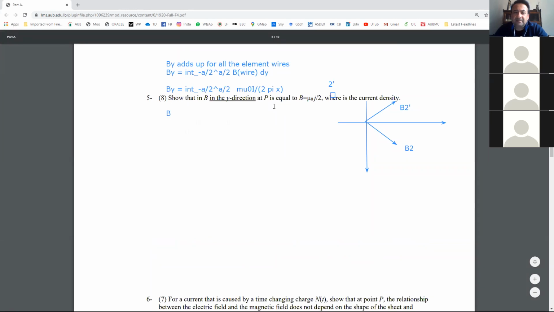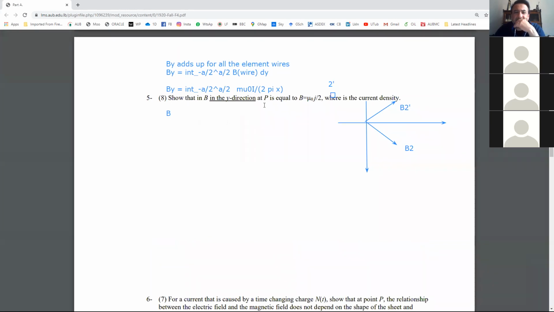Let me see. So then I need to integrate, but I don't know how to get the pi out of here. So all this gets out. This is all constant. Okay, dy, and dy goes from minus a over 2 to plus a over 2, so it's equal to a.